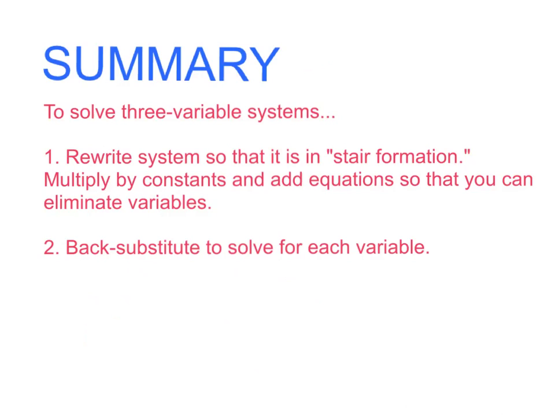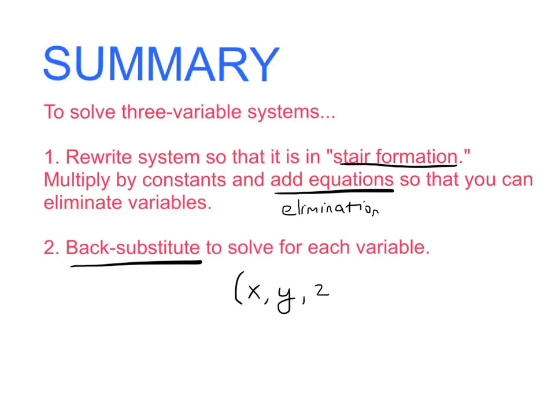So here's our summary for 3 variable systems. You need to first rewrite your system so that it's in that stair formation. You'll be multiplying by constants and adding equations, just like we learned with elimination when we had just 2 variable systems. Now, you can do this in any order. I showed you the order that I prefer, but it's entirely up to you whether you want to follow that or not. After you're in your stair formation, you're going to back substitute to solve for your variable, and don't forget to write your solution as x, y, and z.